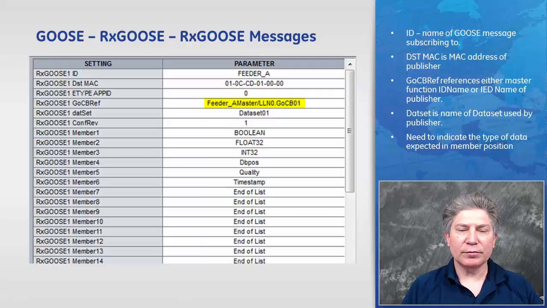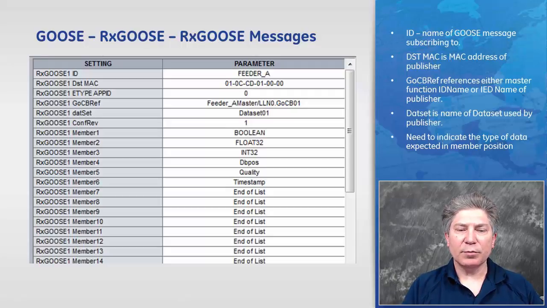In my example, master has a prefix of either the master function ID or IED name. So depending on the programming in the server configuration of the publisher screen, this is the word that we're going to put in front of the master. This is then followed by the /LLN0.GOCB01. Okay, so we got to keep that naming convention. It's very important that we get this right.